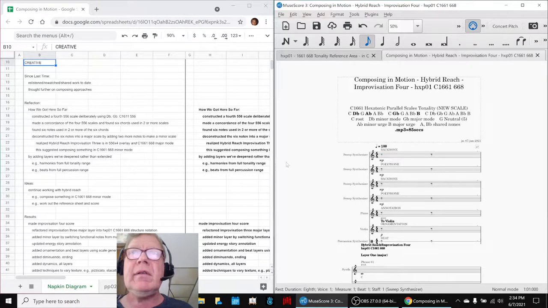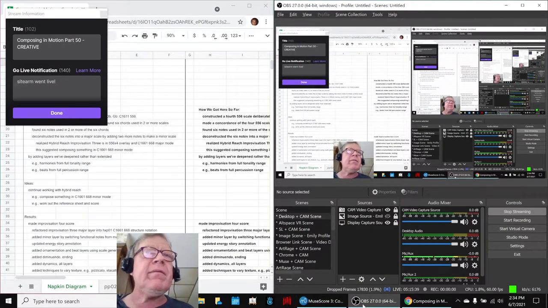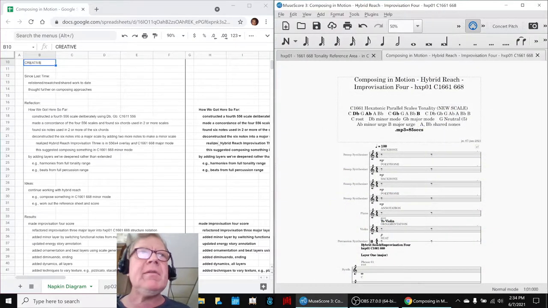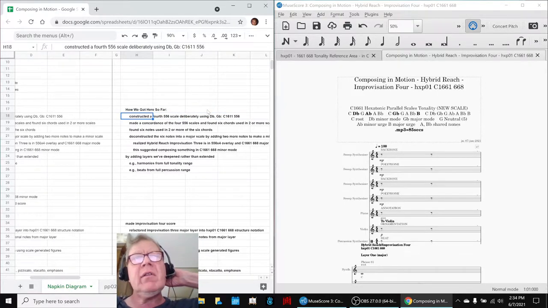Ladies and gentlemen, this is a recap of Composing in Motion Part 50 Creative. In today's episode, we re-entered by asking, how did we get here so far? The way we got here in the current composition is we constructed a fourth scale, that parallel pentatonic scale, that used D flat and G flat because none of the others had those.